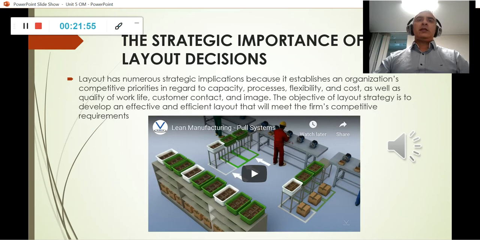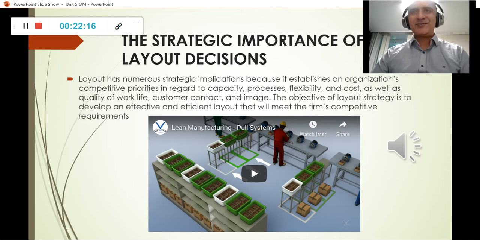Okay. Now, when we think about location, we also have to think about layout decisions. In this video, you can watch this video. This is very good because it shows how to make more effective the layout and transportation of the thing.